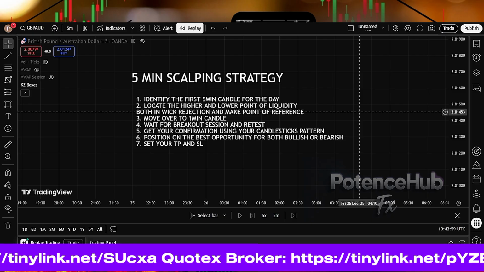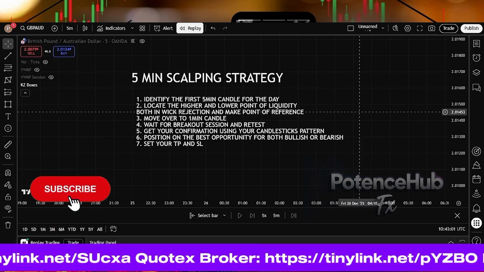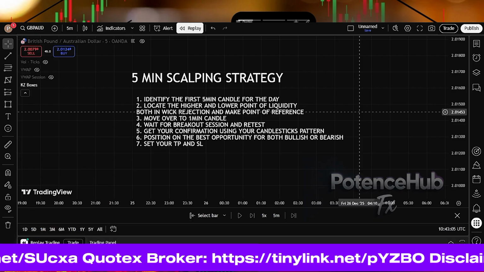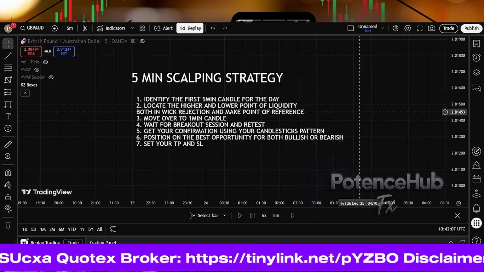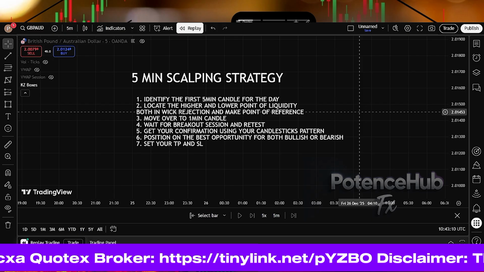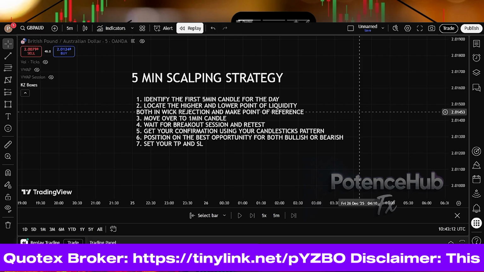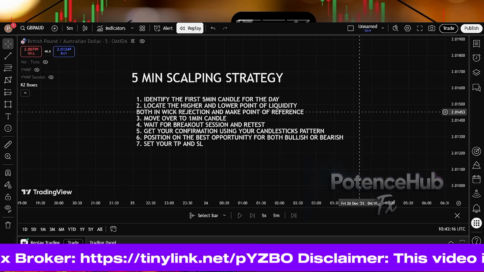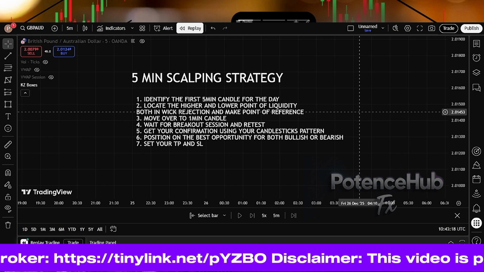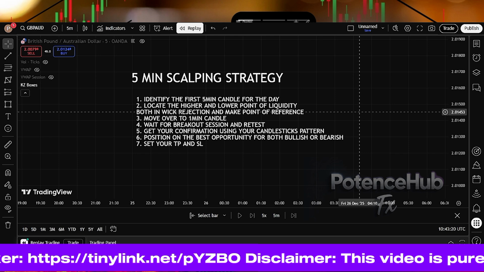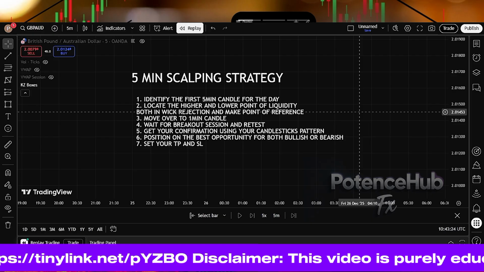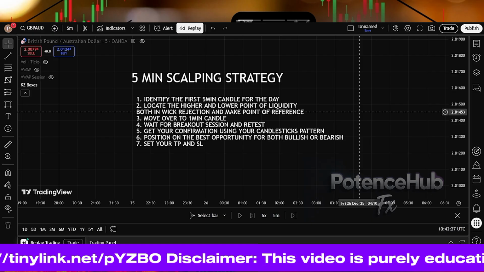After that, we're going to position on the best opportunity for both bullish or bearish. So let's assume the breakout section and the retest is on the bearish side of the market. Then we can go ahead and place our trade based on that confirmation. If it's on a bullish trend as well, we would also place our trade on that bullish trend.